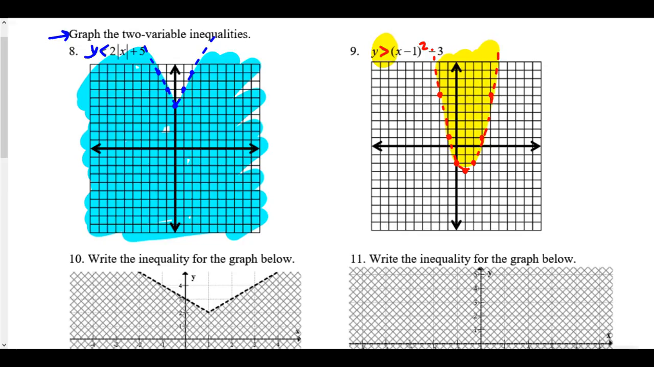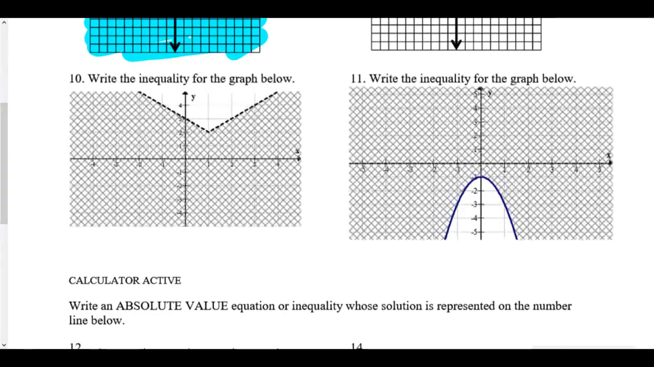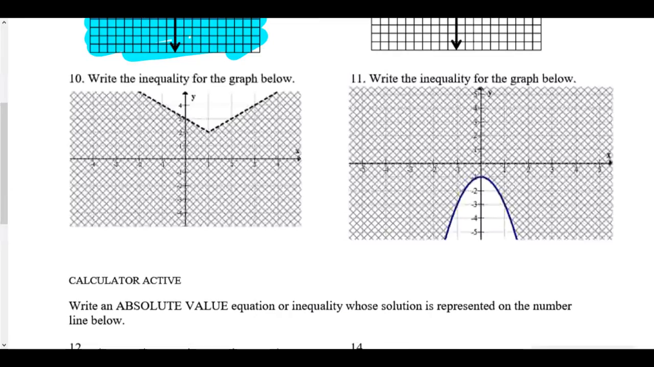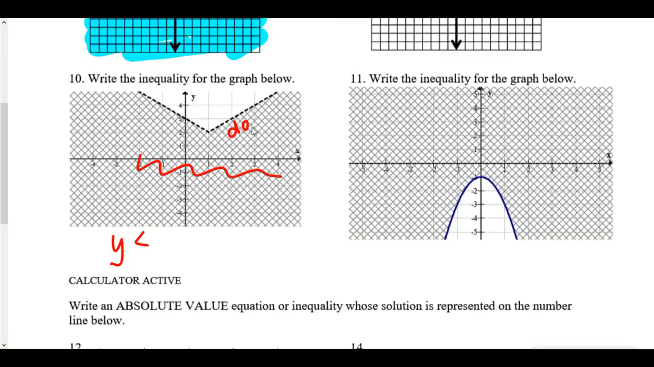All right, on 10 and 11, we're working backwards. I'm giving you the picture and you are telling me the inequality. So I'm going to start out with my y first. So here I have a y. When I go to do my inequality, the shading part was down, so I'm going to make a less than. My line was dashed, so there's not going to be an equal to underneath that less than.